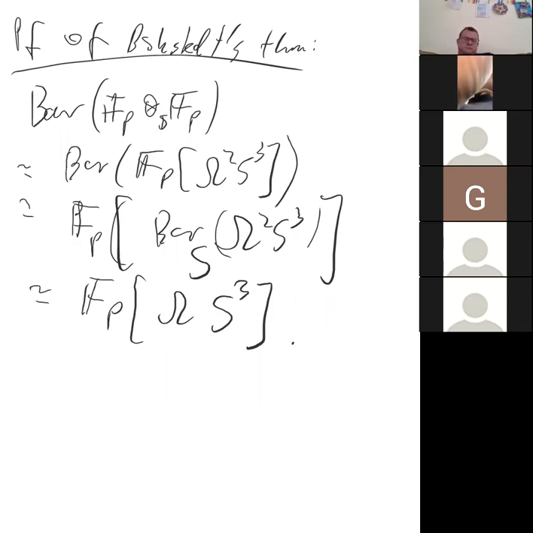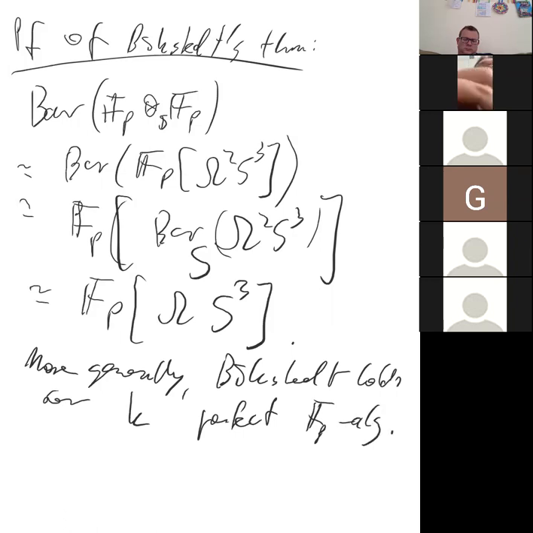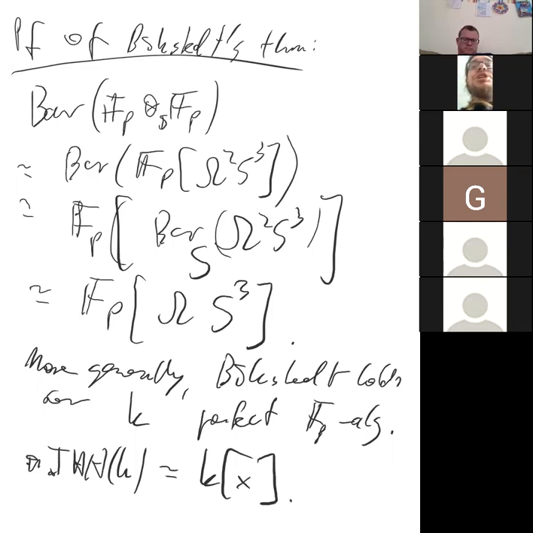Okay, more generally, Bökstedt holds for K a perfect F_p algebra. So think of other finite fields. You still get that π_* of THH of K is polynomial on one generator. And you can actually deduce it from the version of Bökstedt's theorem we just saw a proof of by some base change arguments. You don't need to find a fancier version of that proof. It follows from it.